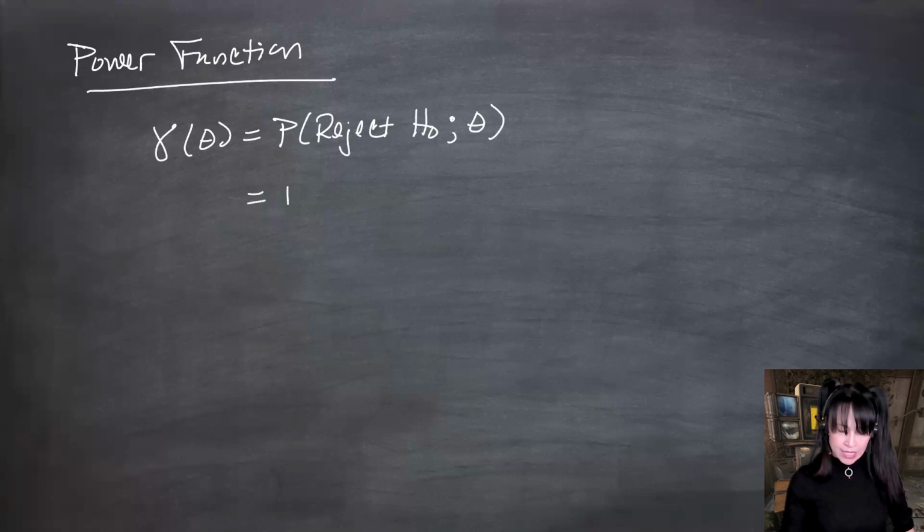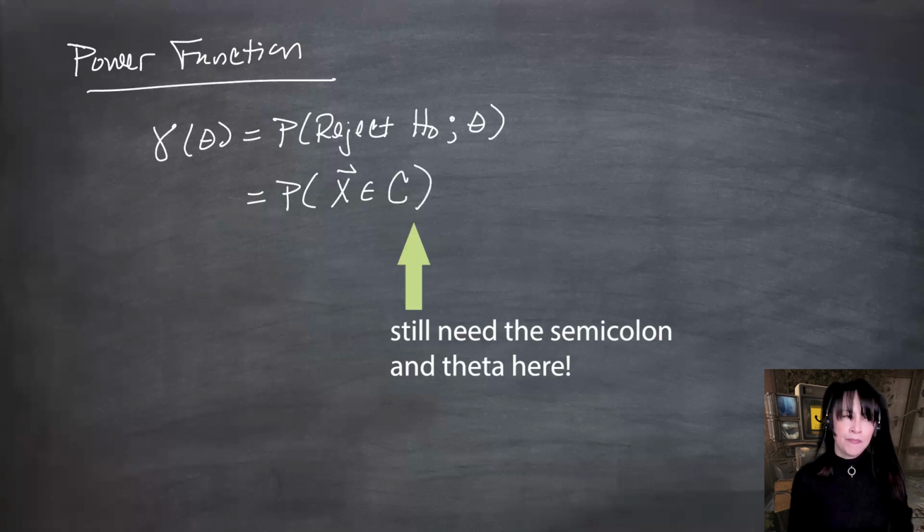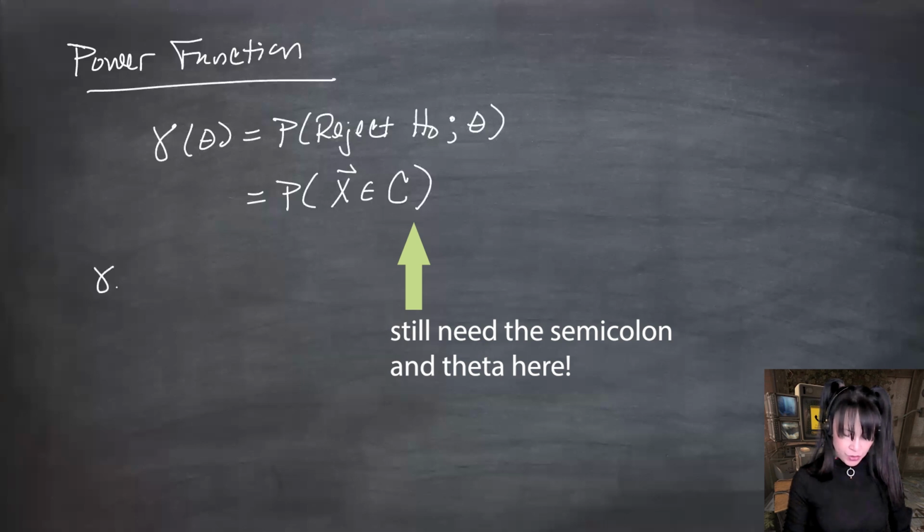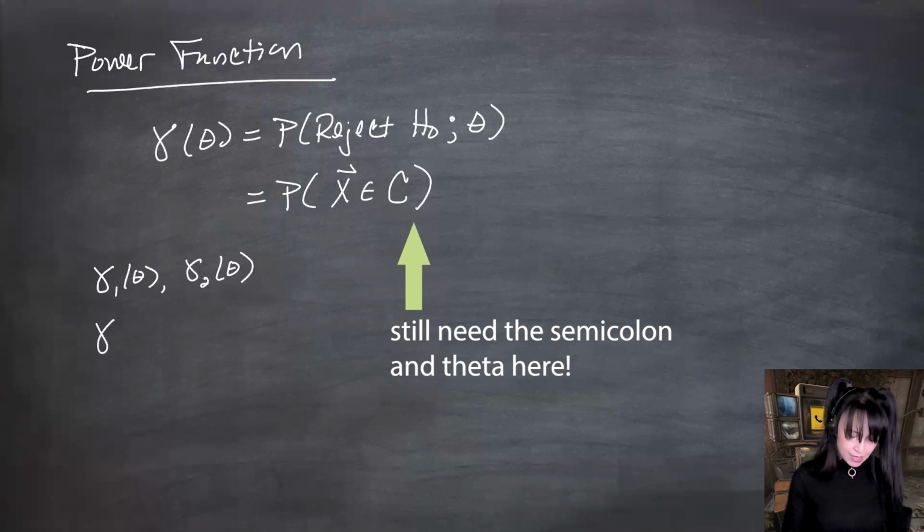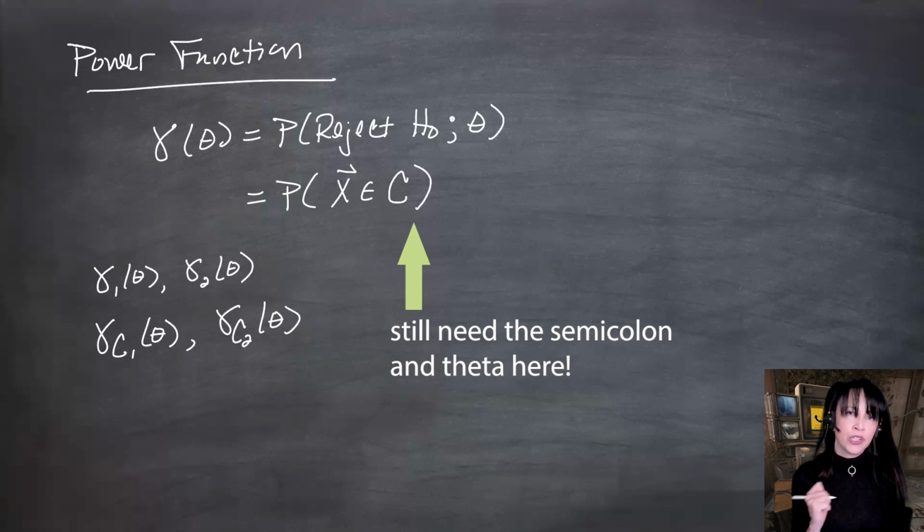And in our new notation, this is the probability that X is in some critical region C that we have defined. And if you're comparing two power functions, I think in the past I've used a gamma 1 and a gamma 2. But for our new notation, we might use that as well if we have two critical regions, or we might end up writing C1 and C2 as a subscript to say that these are two power functions associated with test C1 and C2 respectively.